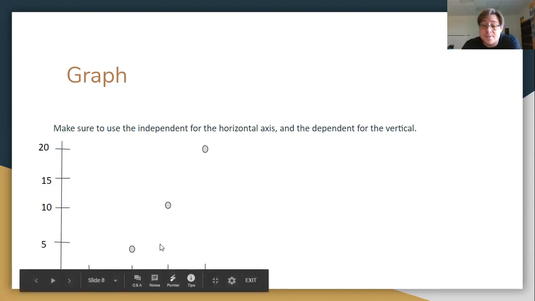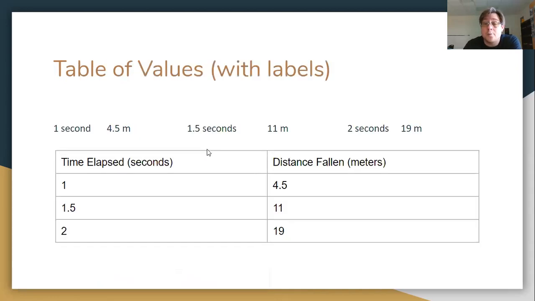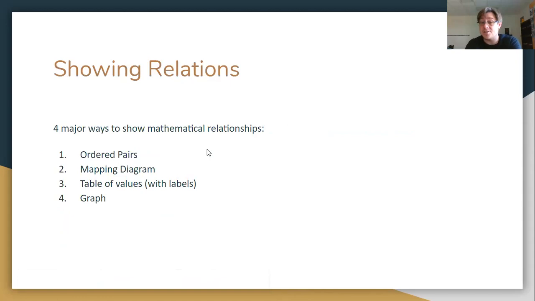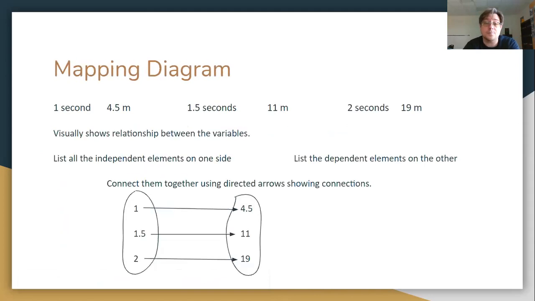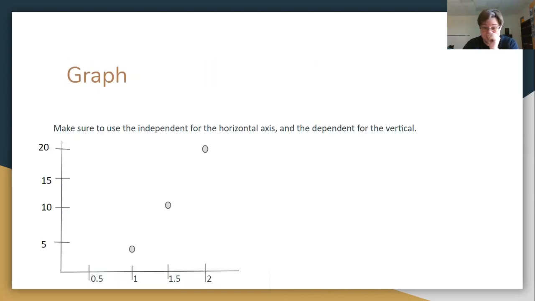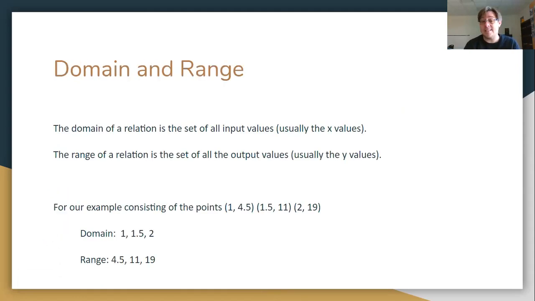The x-axis should be time elapsed, and then we can draw our points for the graph. So again, those are our 4 ways that we can show our relations. We have our ordered pairs, mapping diagrams, table with values, and then graphing. So that's it.